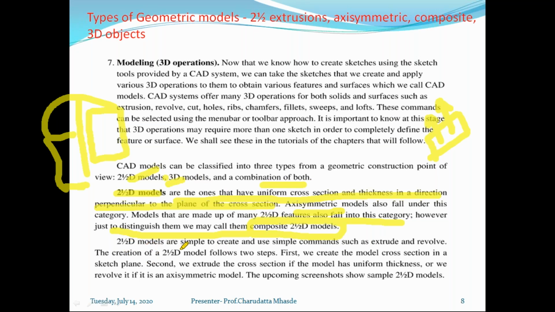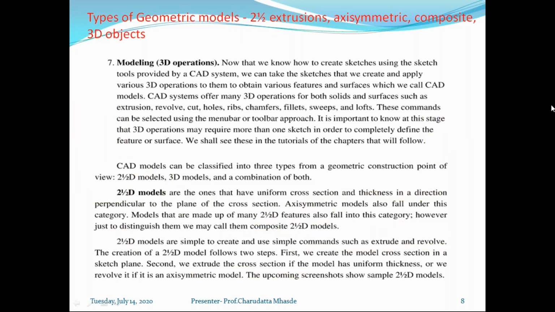2.5 dimensional models are simple to create and use simple commands such as extrude or revolve. When you are creating a 2.5 dimension model, you are using only the extrude command. Extrude adds material on the surface in a perpendicular direction to the chosen plane, and revolve revolves around the axis. The creation of a 2.5D model follows two steps. First, we create the model cross section, and second, we extrude the cross section. So this is a simple process for the 2.5 extrusion or 2.5 model.